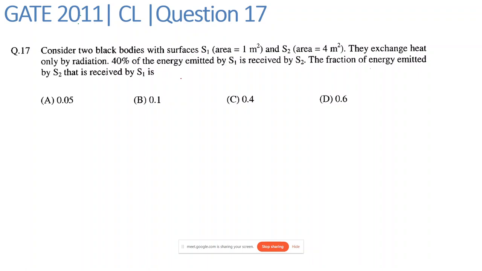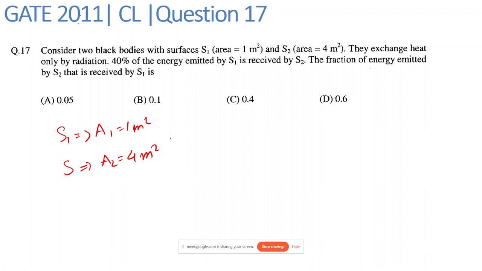This is question 17 from GATE 2011, and the question is: consider two black bodies with surface areas S1 and S2, where for S1 the area is 1 meter square. For S2 we have been given that the area is 4 meter square. They exchange heat only by radiation. 40% of the energy emitted by S1 is received by S2.